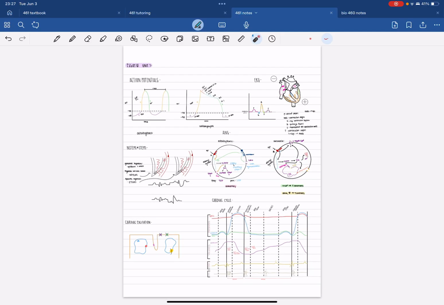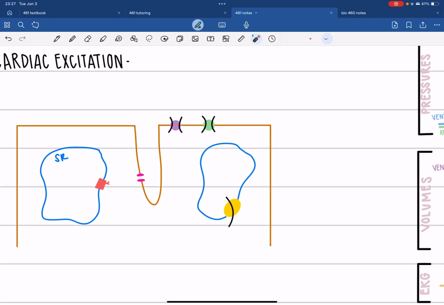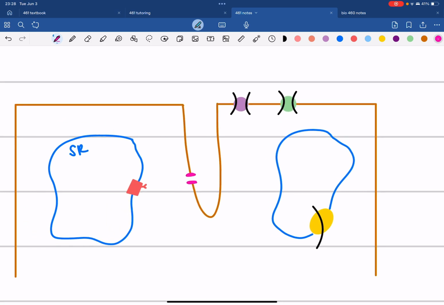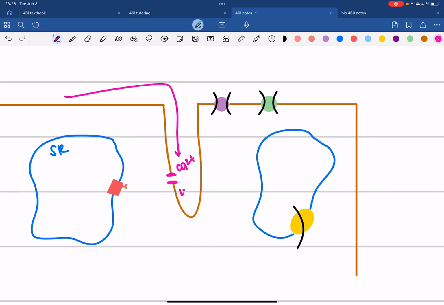Perfect. Next portion that we're going to talk about is going to be our cardiac excitation coupling. And this right here is what we talk about when we're comparing the neuromuscular junction to how it fits in cardiac muscle. So, imagine that we've got calcium sweeping down the T-tubule, and it's going to enter into our L-type calcium channel, allowing calcium to just flood in.